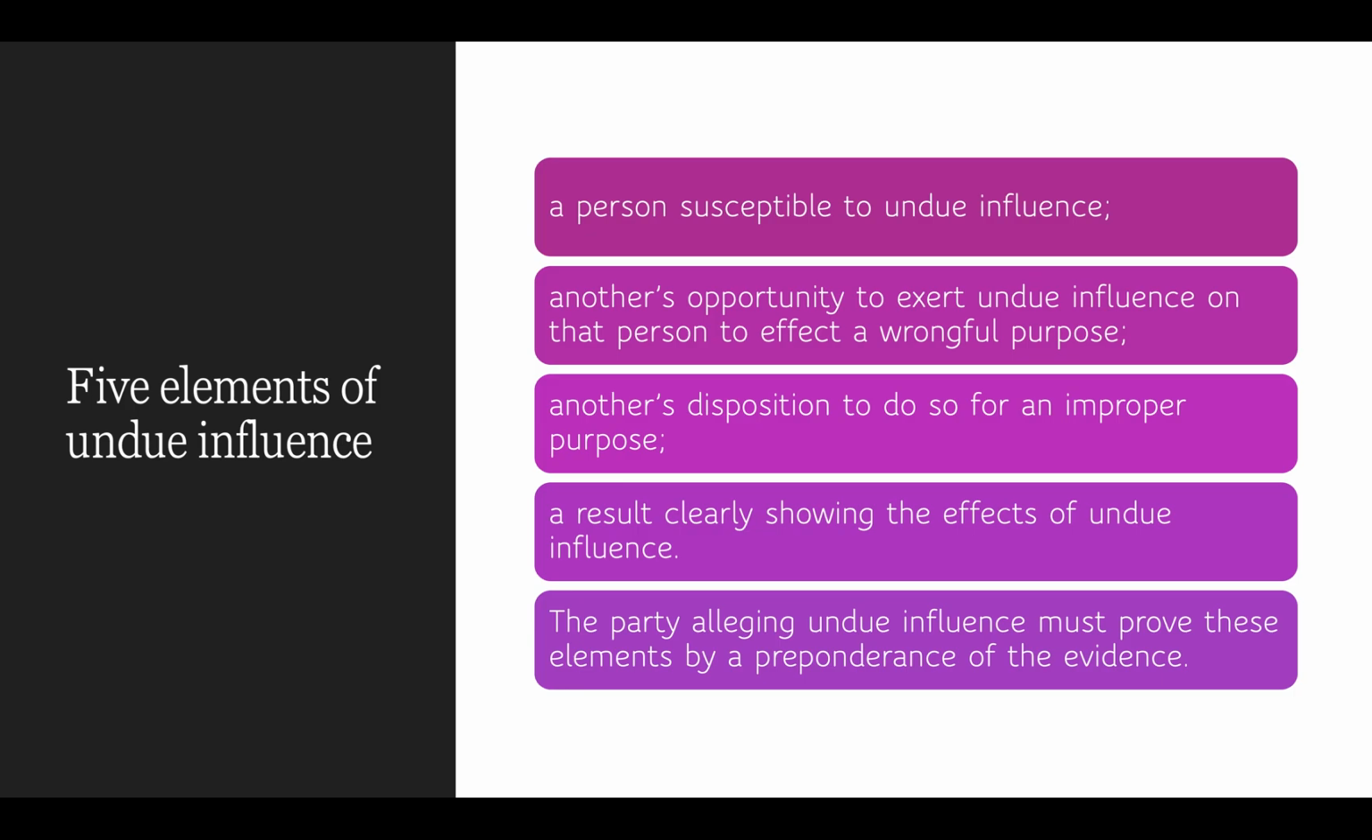So the Supreme Court of South Dakota took over this case, and they had to review whether Lincoln's conduct satisfied the five elements of undue influence. The five elements include a person susceptible to undue influence, another's opportunity to exercise undue influence on that person, another's disposition to do so for an improper purpose to effect a wrongful purpose, and a result clearly showing the results of undue influence. And the last one is that the party alleging undue influence must prove these elements by a preponderance of the evidence.